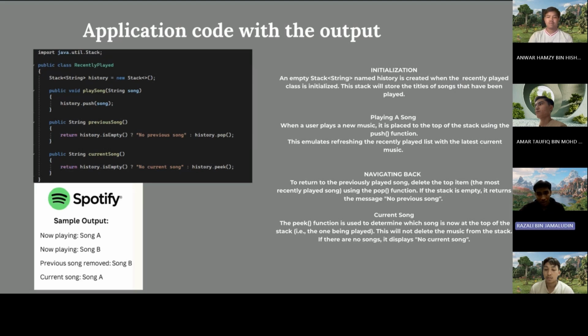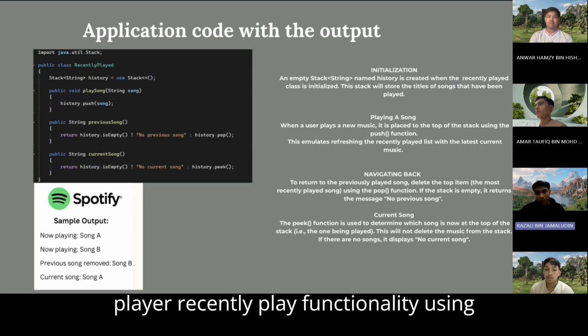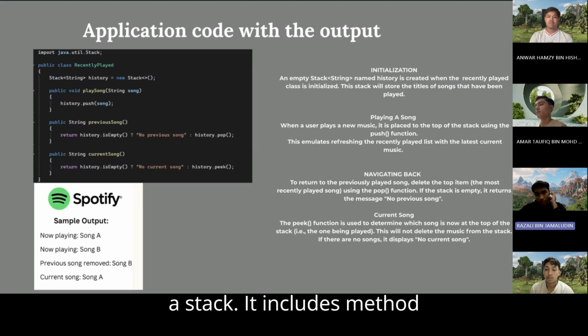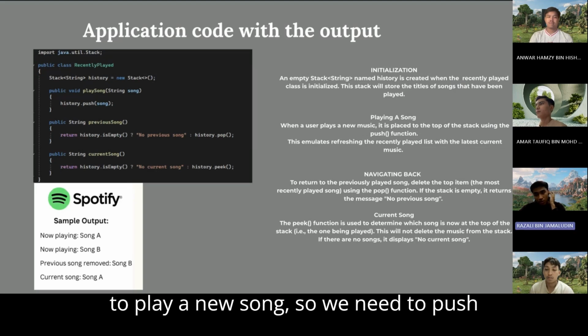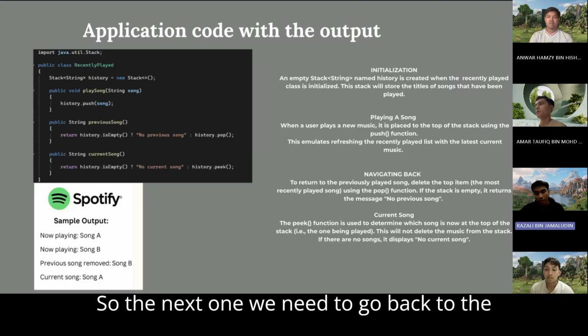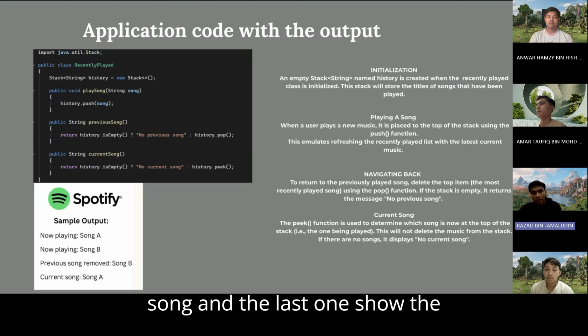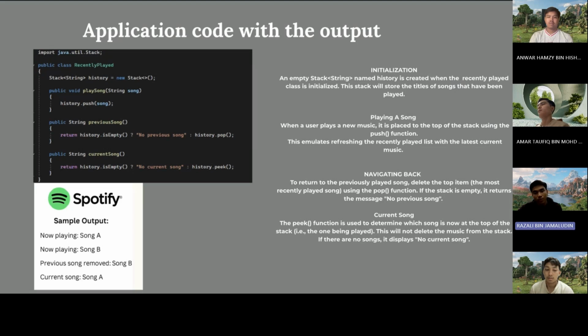So this Java application simulates a music player's recently played functionality using a stack. It includes methods to play a new song, so we need to push and add to the stack. The next one, we need to go back to the previous song, pop and remove the current song. And the last one, show the current song, which means we need to check what's on top. So next.